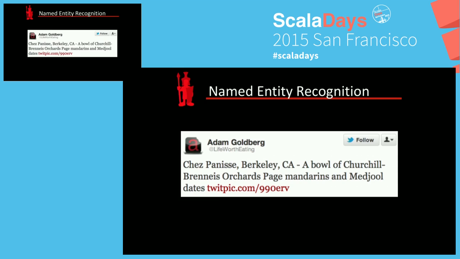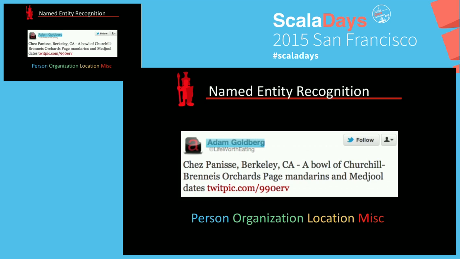That's named entity recognition. We want to take a text like this tweet and predict the people, the organizations, the locations, the other proper nouns that occur in it. So for this, we might identify Adam Goldberg as a person, Brunei orchards as an organization, and Berkeley as a location, and everything else is not an entity in the world.